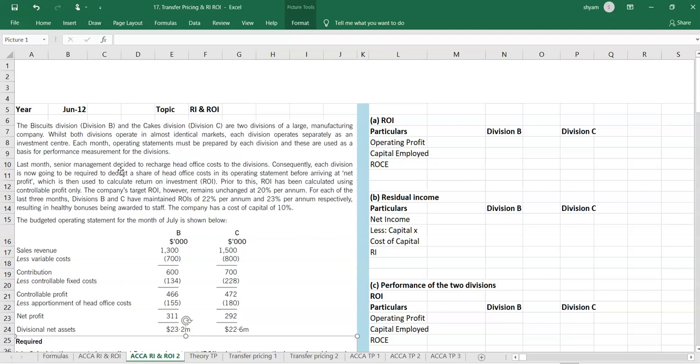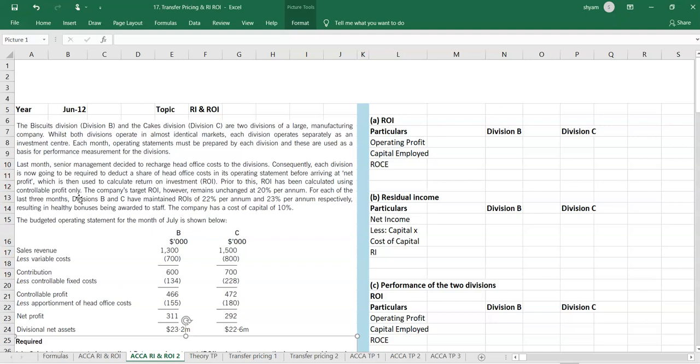Last month, senior management decided to recharge head office costs to the divisions. So senior management decided to charge head office cost to the division. Earlier I think they had not done it, now they are trying to do it. Consequently, each division is now going to be required to deduct a share of the head office cost in its operating statement before arriving at net profit, which is then used to compute ROI. Prior to this, ROI has been calculated using controllable profit only.